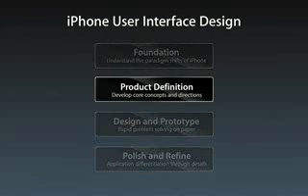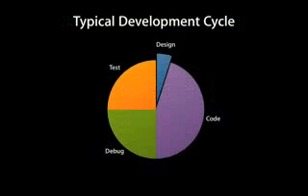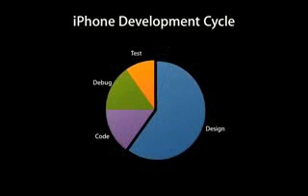Direction for the iPhone visually. Now let's talk about product definition. For most platforms, the development cycle is comprised of maybe 5 or 6% being design, and usually that time is spent up front. Whereas with the iPhone, we recommend at least half of your time be devoted to design.